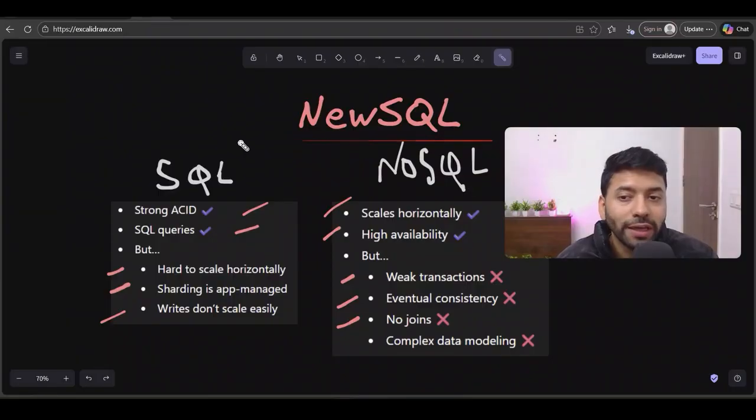So NewSQL provides the positives from both SQL and NoSQL. We get strong ACID properties support from SQL and easy horizontal scaling from NoSQL. NewSQL is a combination of the good properties of SQL and NoSQL, hence the name NewSQL.